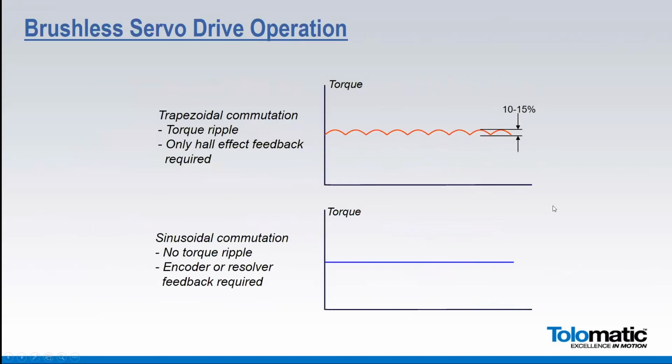So the difference when you're applying them is that the trapezoidal commutation has a significant amount of torque ripple that'll show up in the motion of your motor. So for example, if you're applying a servo drive on a machine tool where you want a lot of precision, smooth motion, you would not want to use a trapezoidal drive because it does have that additional torque ripple. The sinusoidal commutation, so AC brushless servo drive, is much smoother, so it doesn't have that torque ripple. So that's kind of the differences between the two kinds of brushless servo drive.